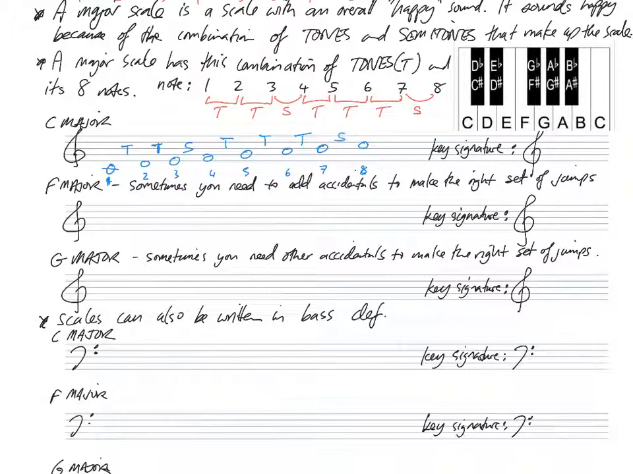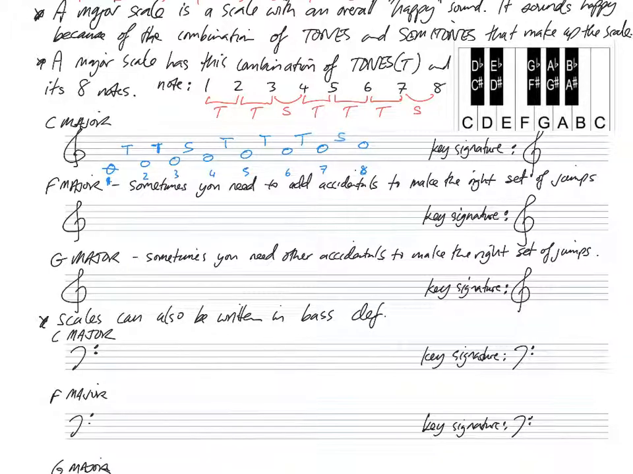So if you look at a C major scale, if you just write the note C to the next C up, those 8 notes there, they already fit the sequence of jumps for a major scale. So we don't need to add any accidentals or do anything to these notes to make it sound happy in a major scale. Okay? So if you're writing a C major scale and it asks you to use accidentals, you don't need to write any sharps or flats there because it already fits the sequence of tones and semitones.